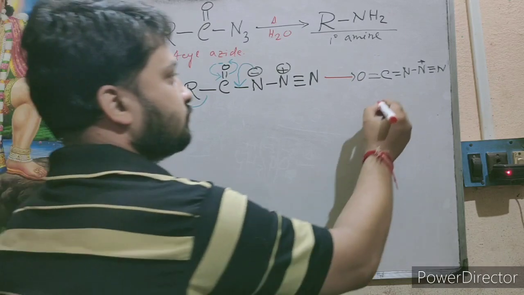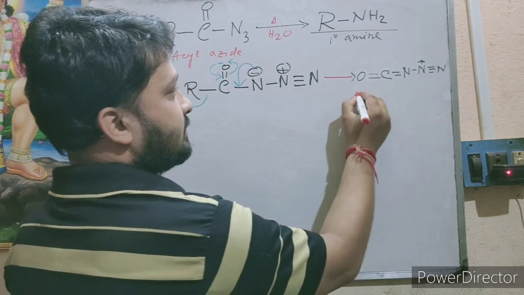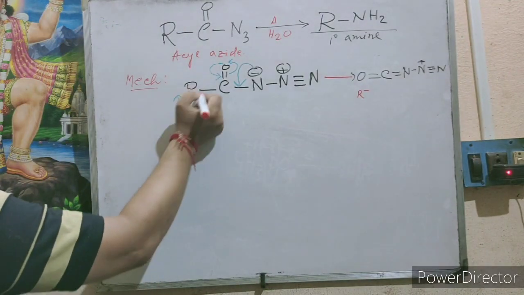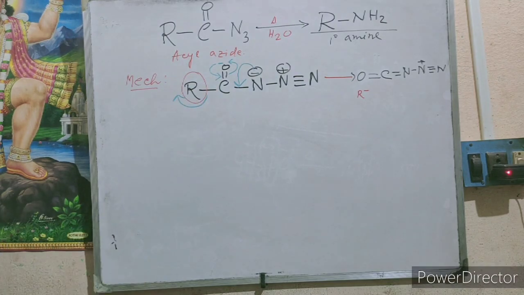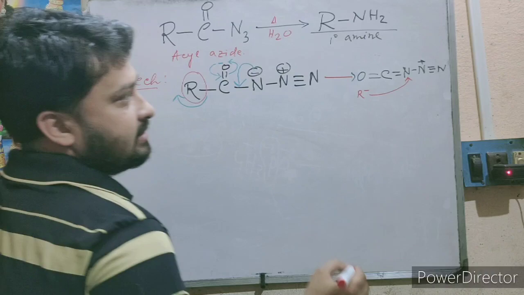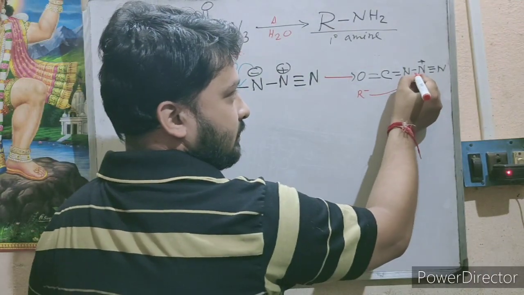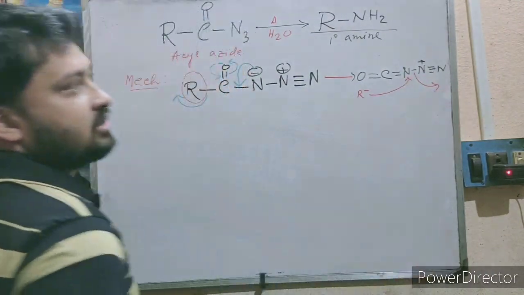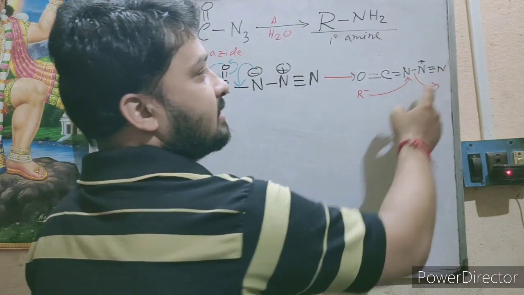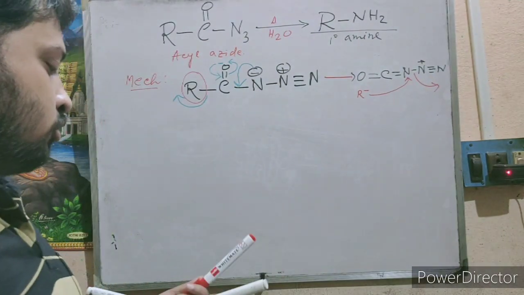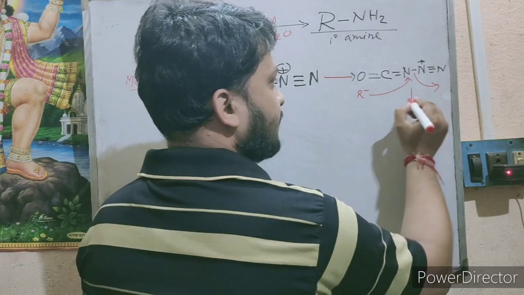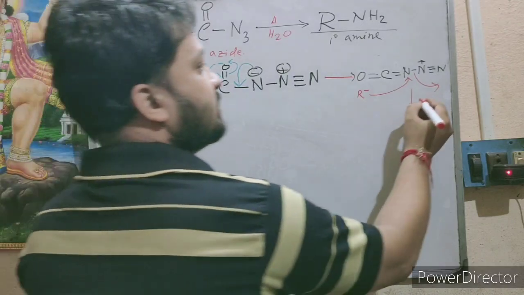Now, these are minus. R minus hits this nitrogen. When it hits the nitrogen, this compound is removed from here in the form of N2. So the next step is minus N2.